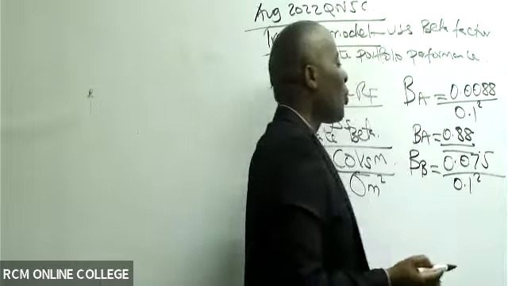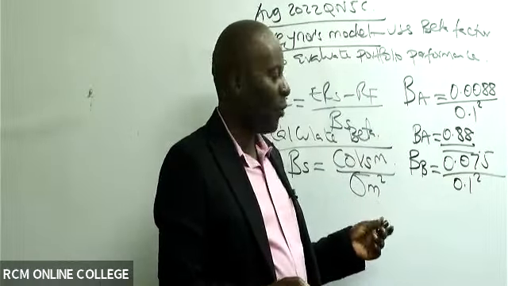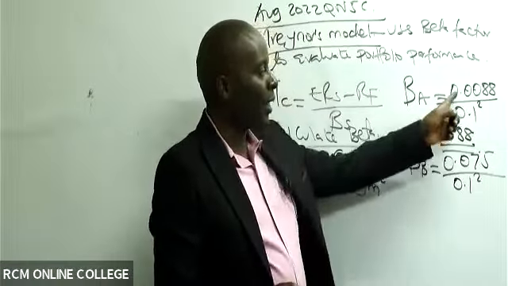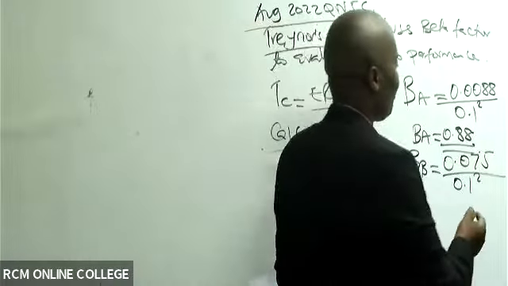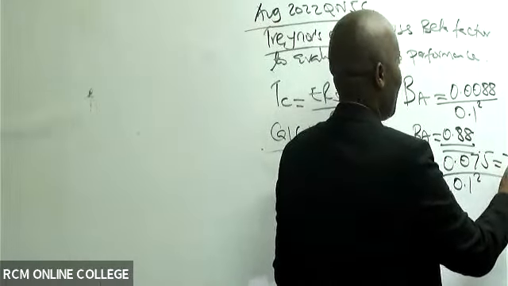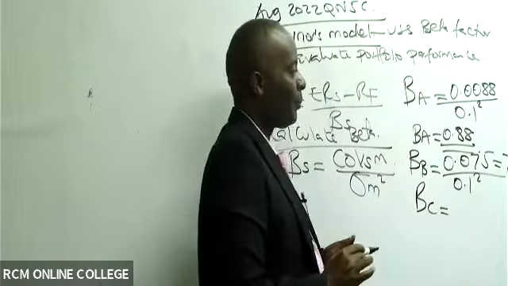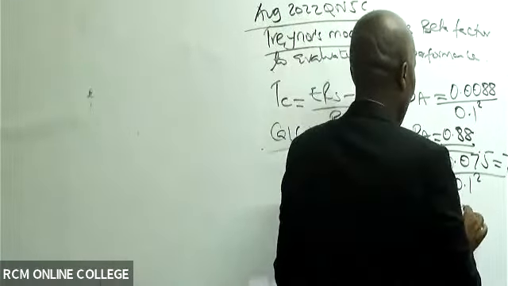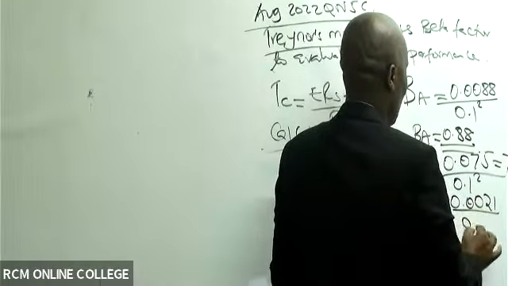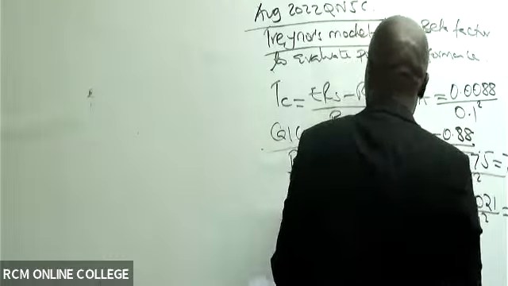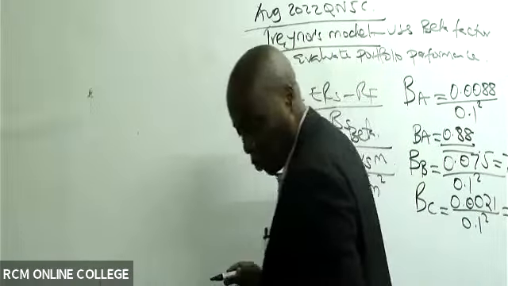Even if you leave it as just tens, nobody can ever penalize you for that. Although to be professional, we need to know that whenever this is a real number, the other must also be a real number. So for beta B, what do you get? 7.5. How about beta C? I should take what divided by what here? 0.0021 divided by 0.1 squared, isn't it? Which will end up giving us 0.21. Thank you so much.